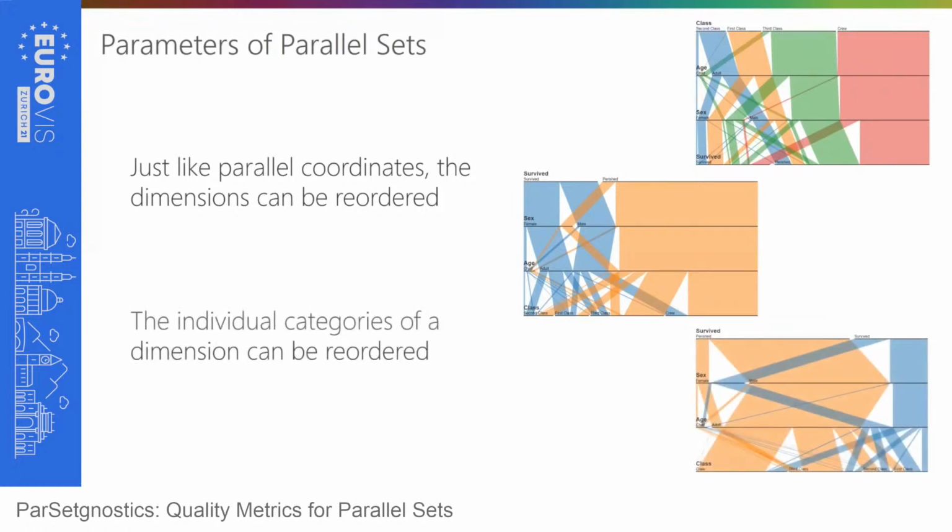Secondly, specific to parallel sets visualizations, the categories of each dimension can be reordered as well. In the example, we can see that a different ordering of the categories along the dimension axis results in a less readable visualization, containing many sloped ribbons and spanning the whole visualization. For this reason, we define dimension ordering dependent metrics to cover the first parameter and category ordering dependent metrics to cover the second one.